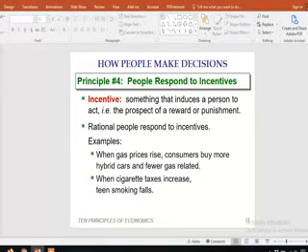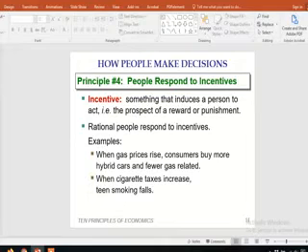And principle number 4 is: people respond to incentives. This is the whole crux. If we can describe economics in one sentence, this is the sentence: people respond to incentives. This is principle number 4 under how people make decisions. People make decisions with reference to incentives. If they are looking for incentives, they will make decisions.